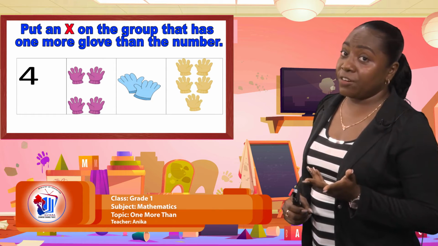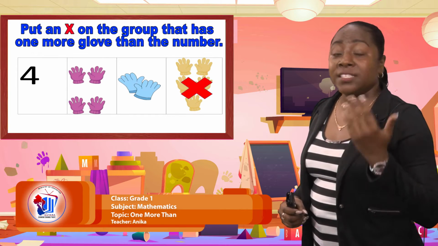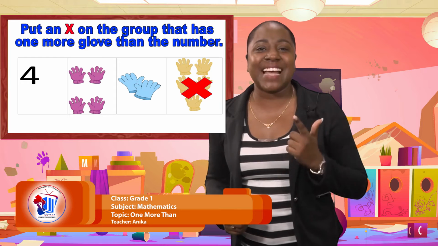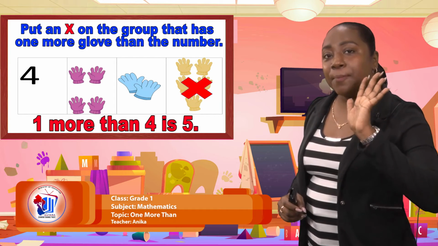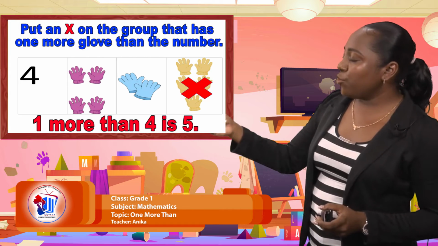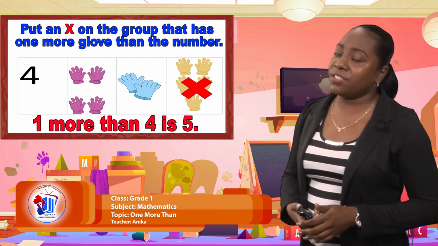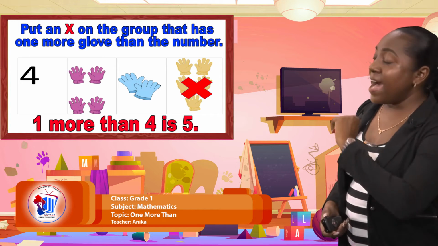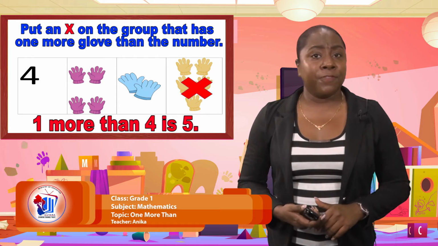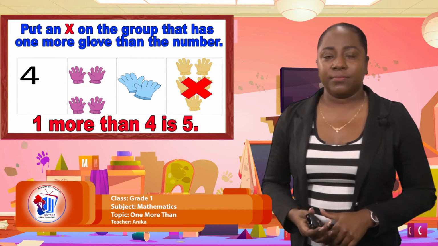You can put up your fingers as well and just add 1 more. I heard someone said 5. Great, that's correct. So 1 more than 4 is the number 5. So that would be the group of brown gloves. Let's double check on our answer. There we go. 5 is 1 more than 4.